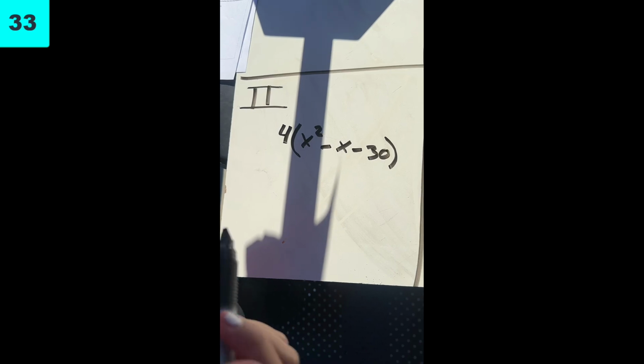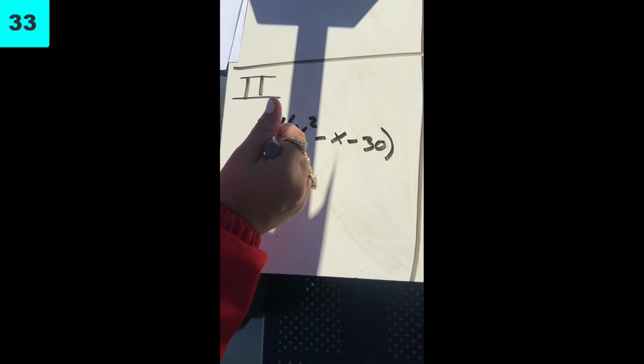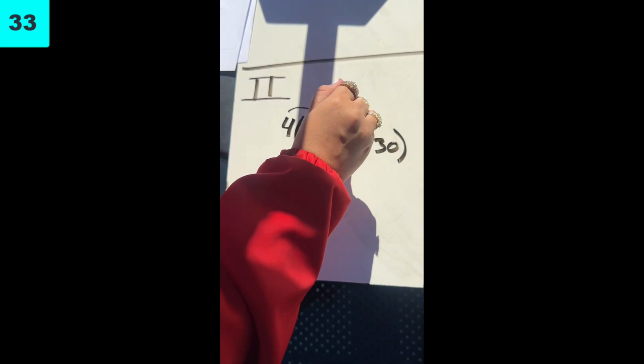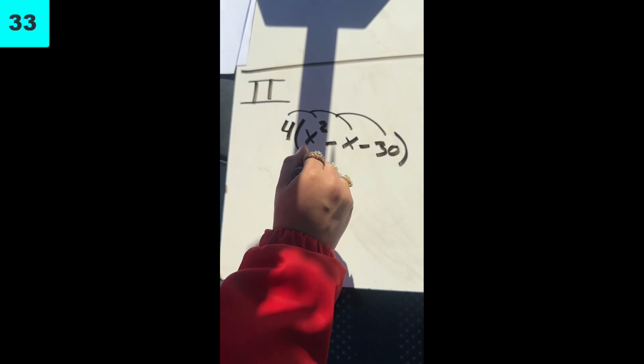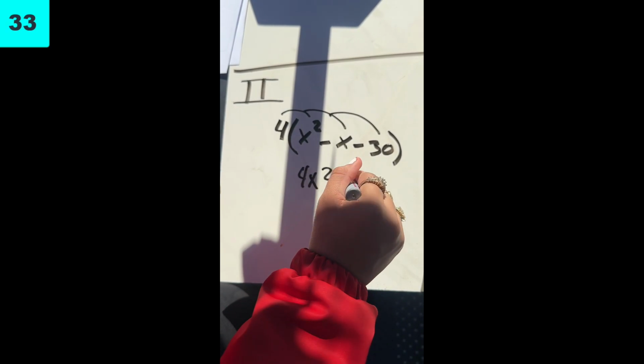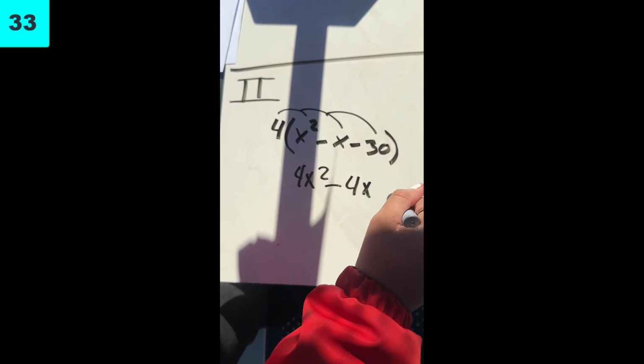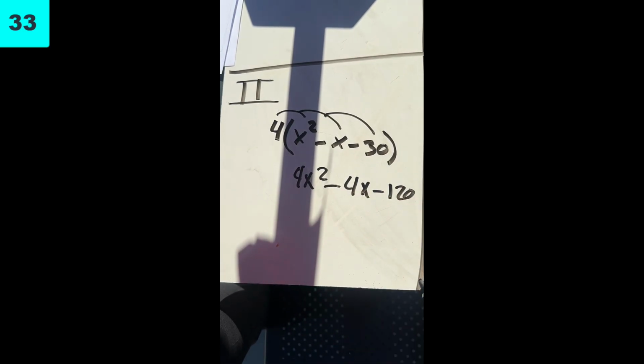My name is Zara, and I'm going to solve quadrant 2. And first, I'm going to distribute to each number, and then I get 4x squared minus 4x minus 120.